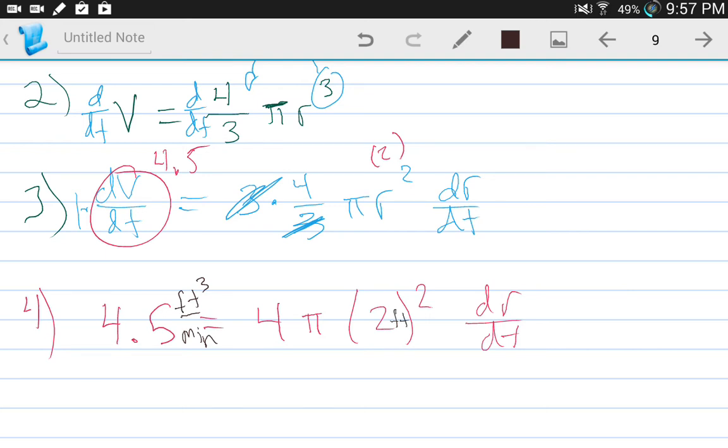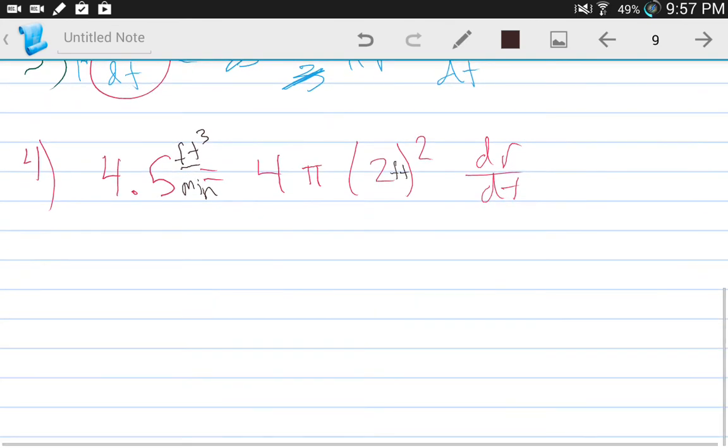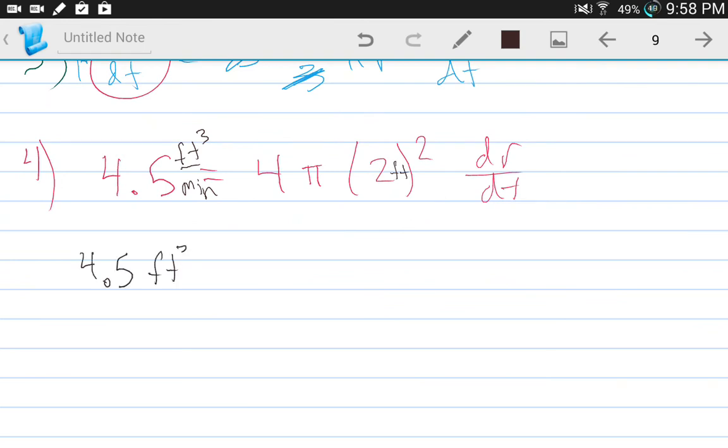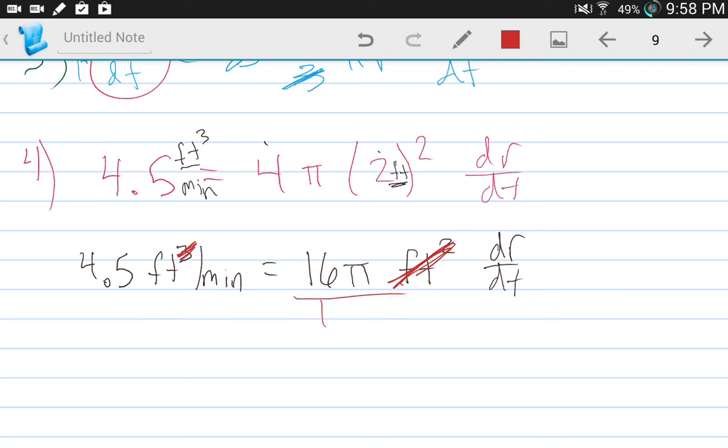Okay, so this is going to be 4.5 feet cubed per minute equals 2 squared is 4, and it would be feet squared, and 4 times 4 is 16 pi feet squared dr over dt. Okay, I can simplify. Both sides have a feet squared in it. So, and now I'm going to divide by 16 pi.